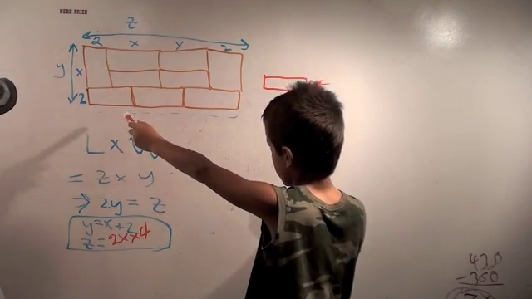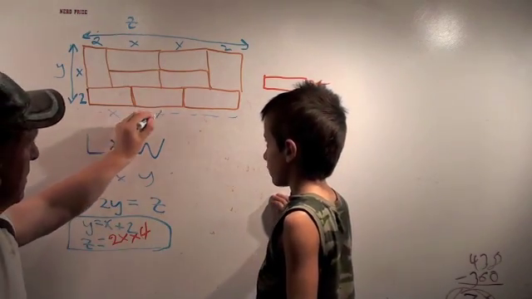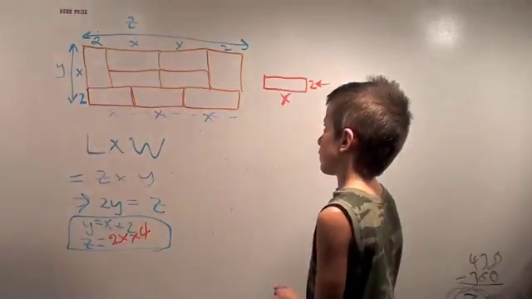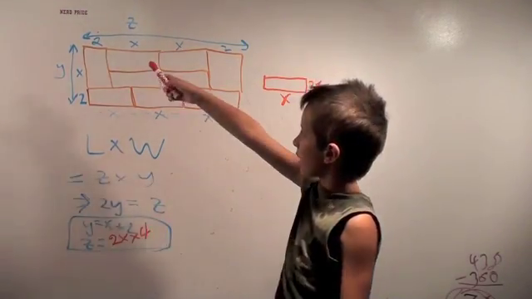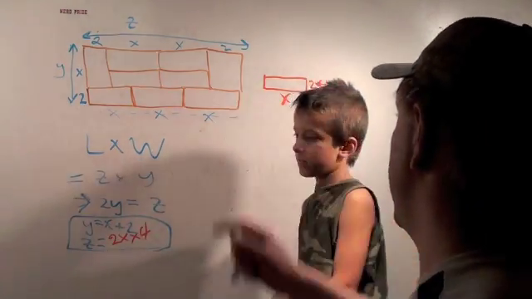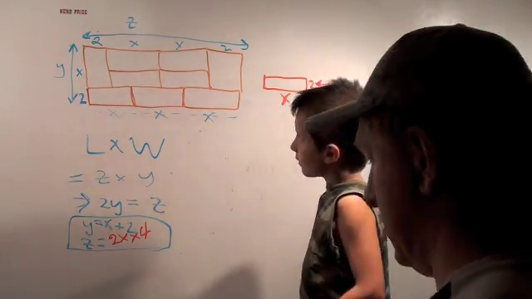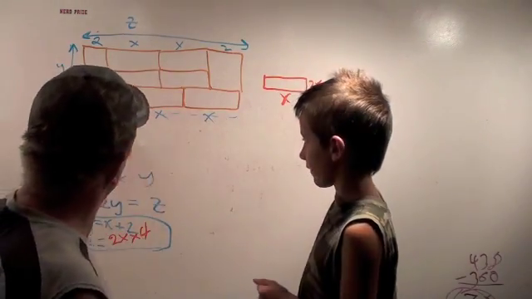Well, it's 3x. x plus x plus x. Okay, so we know that x plus x is the length, and that's the same distance as z. Okay, so what was it up on the top? Well, it was 4 plus 2x. Okay. Well, that means x equals 4.